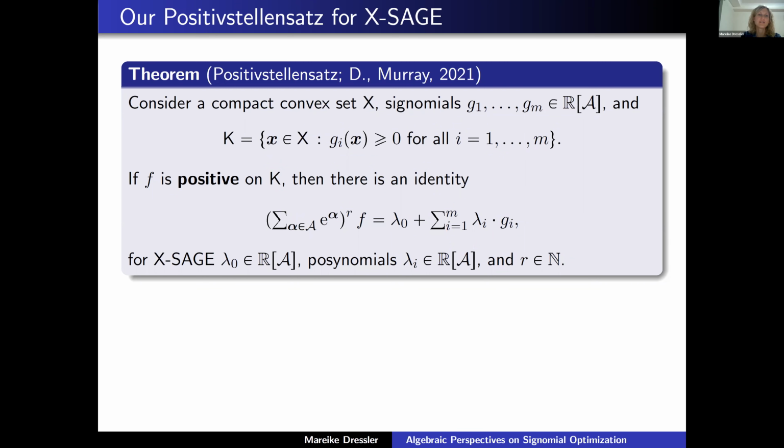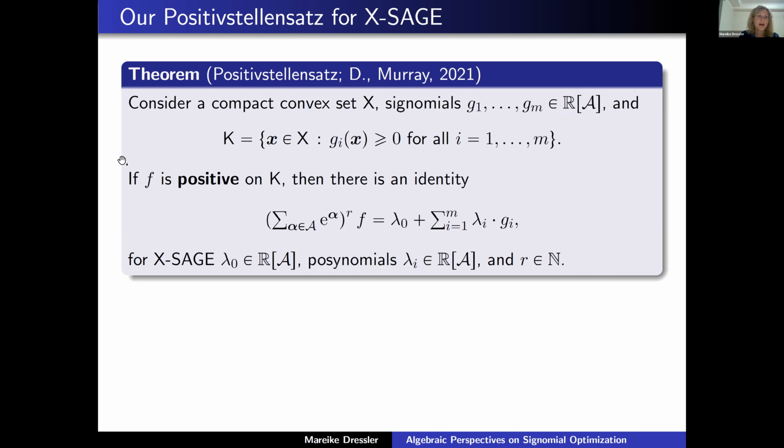So our Positivstellensatz is: we have a compact convex set X. Then additionally, we have some constraining Signomials, really arbitrary. We don't make any assumption on it. And we consider then this set K, which is, so to say, the intersection of this compact convex set X and the set formed of these other Signomials g_i. And really note here that this set K does not have to be a convex set. So in fact, in general, it will not be convex, right?